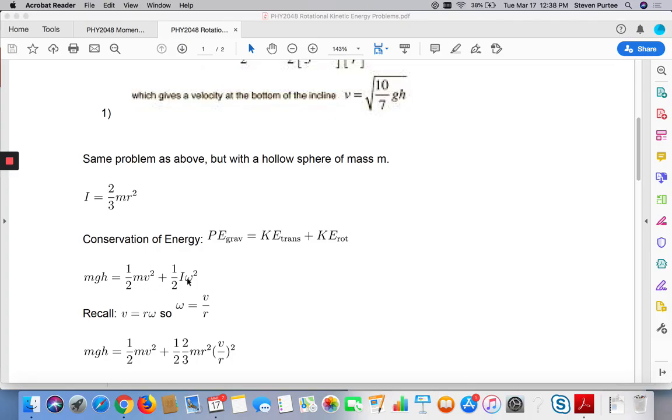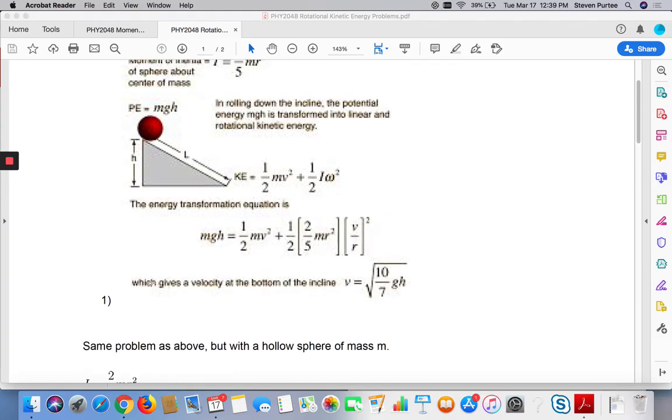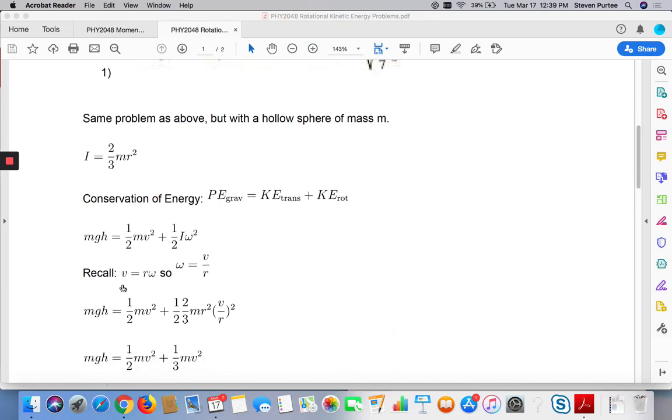Now we can simplify all this. If we recall, this is the key to all of these problems. V equals r omega. V is the speed of the center of mass, but that's also the speed of a point on the edge. So if we imagine putting a piece of tape here on the ball and watching how fast that piece of tape moves as we rotate down the hill, that's the same speed that the center of mass is moving down the hill. So that's the key to this kind of problem.